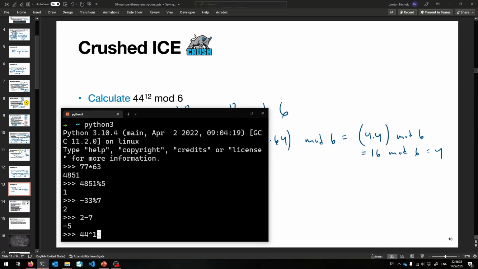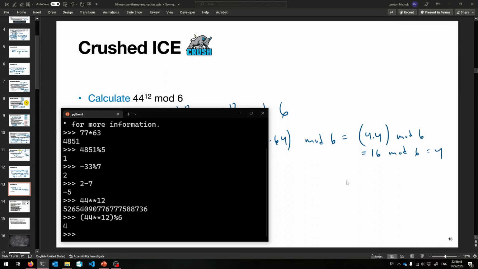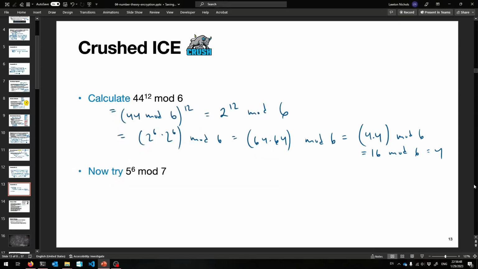C++ can't even manage that, but Python can. Giant number, and then you can do division. It really does work out. This giant thing mod 6 is 4 at the end of the day. The answer is 4. Okay, so that is a fun example. Hope you got that one.